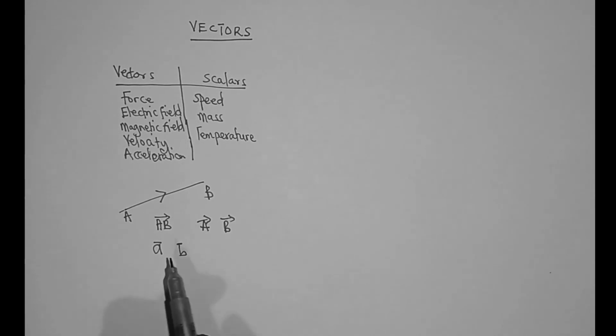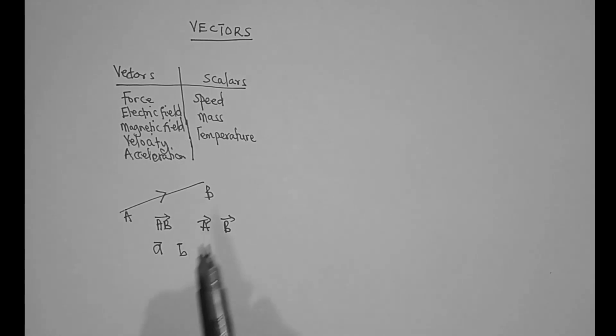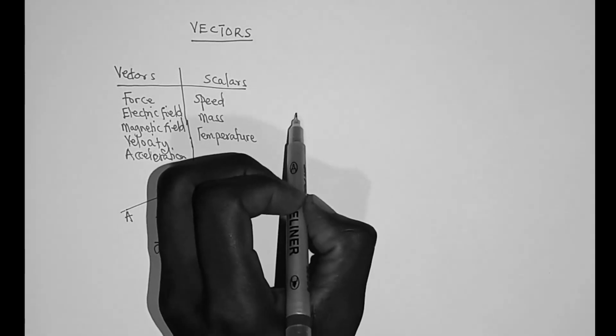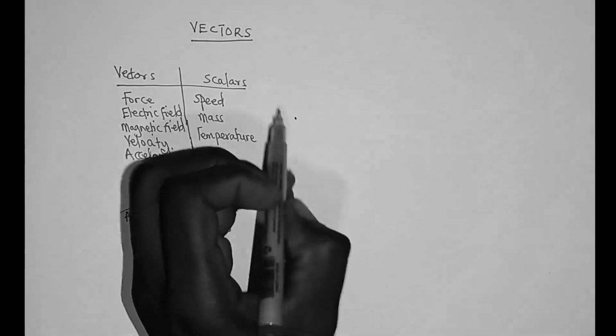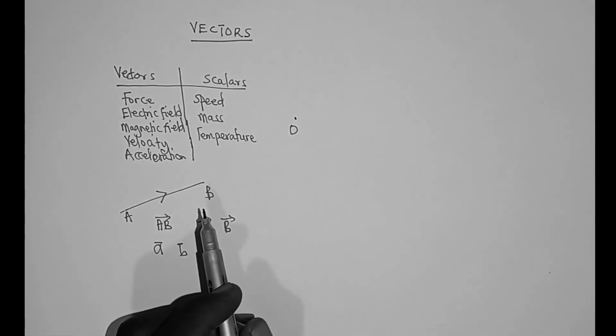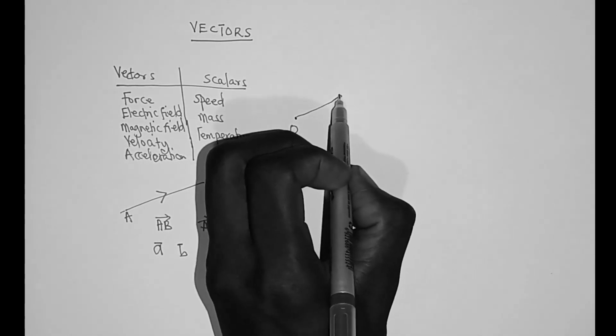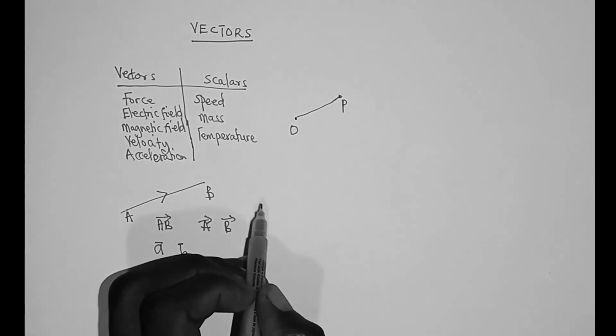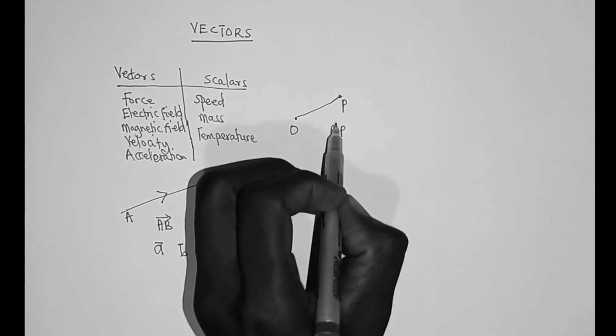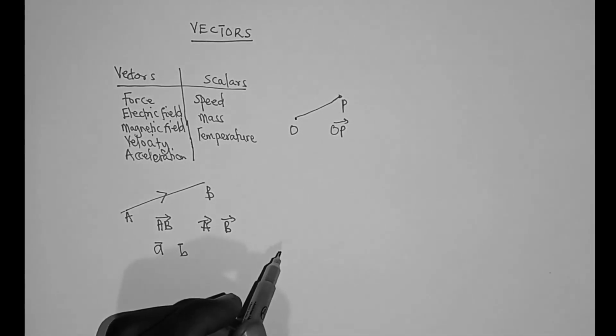So now let's talk about position vector. A vector that is measured with reference to a fixed point, or with reference to an origin, is a position vector. So let's assume that this is our origin, O. It's usually represented with O. If we move from O to a certain point, let's say P, then the vector OP is a position vector.